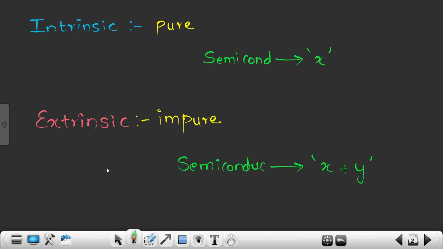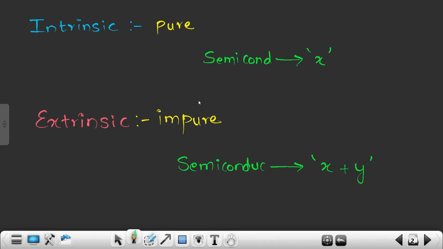So extrinsic means what? You are adding certain Y atoms. Let's suppose you have X atoms of semiconductor and you add certain Y atoms to it, so that becomes extrinsic semiconductor. On the contrary, if you have a pure semiconductor made up of X atom, that is known as intrinsic semiconductor. So this is the simple difference between intrinsic and extrinsic semiconductor. I believe you are able to understand this concept.